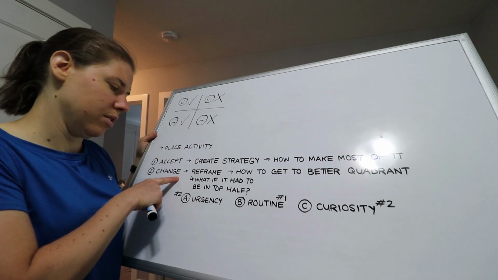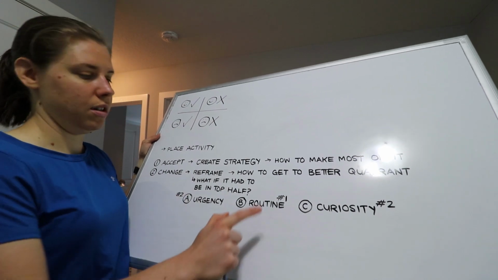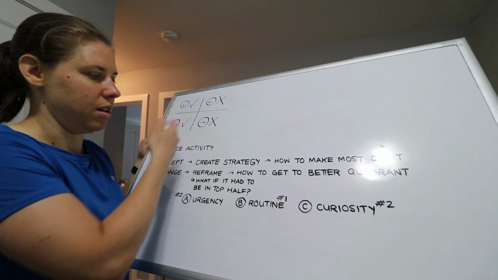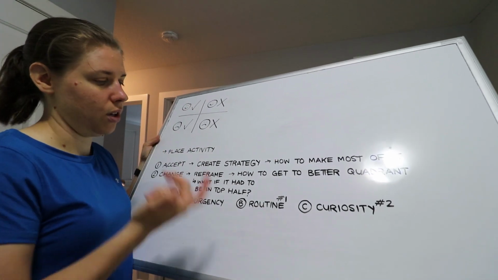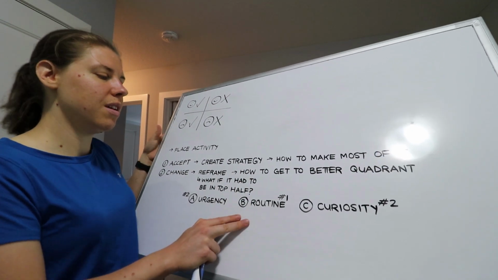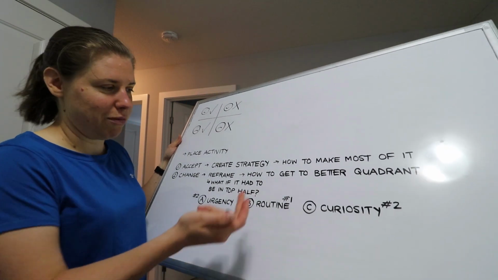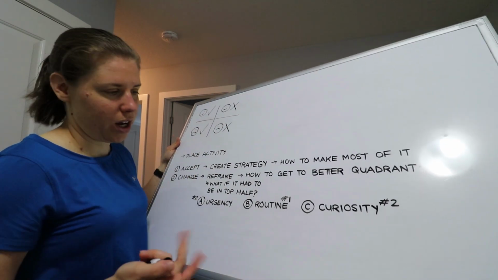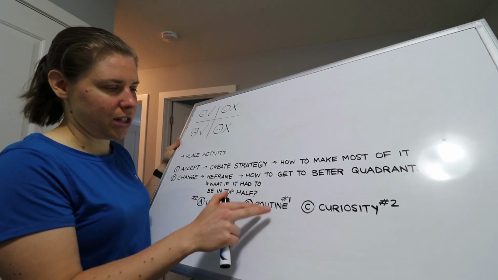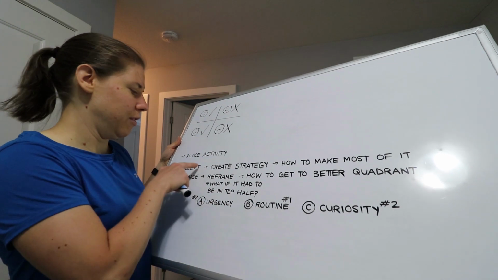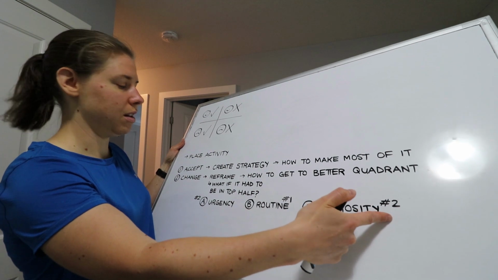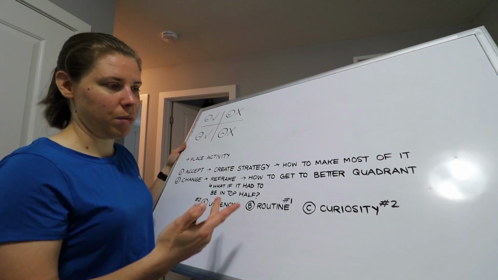I'm reframing things for a sense of urgency. Routine falls more in line with accepting. This is just where the activity lies. So I have to create habits, routines that just force me to get into that. Now, obviously, you can create routines that are fun and that are in the top quadrant as well. But in terms of the strategy, that would be the best option if you're just accepting your reality. And then curiosity would be in line with changing, reframing things.